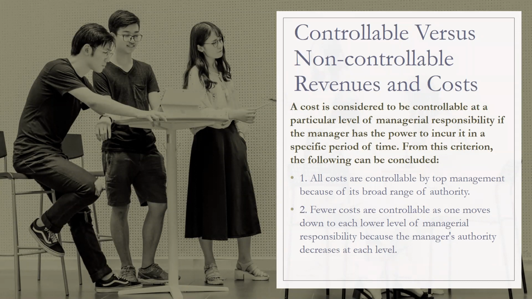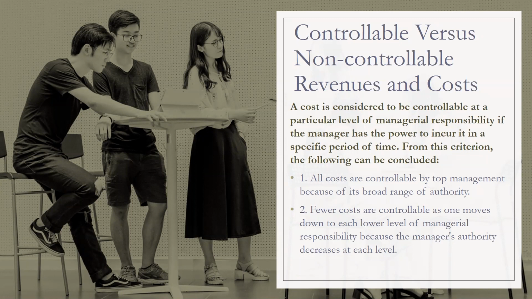All costs and revenues can be controlled at some level of responsibility within a company. Under responsibility accounting, the critical issue is whether or not the cost or revenue can be controlled at the level of responsibility that it is associated with. So a cost is considered to be controllable at a particular level of managerial responsibility if the manager has the power to incur it in a specific period of time.